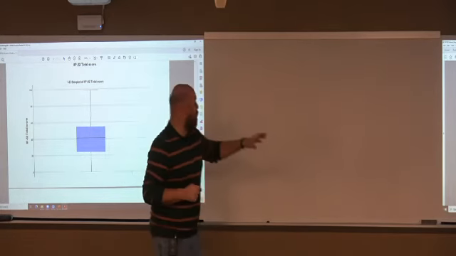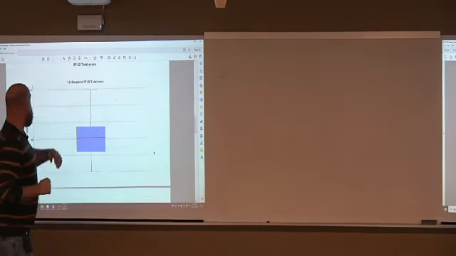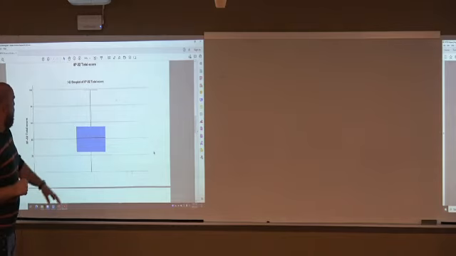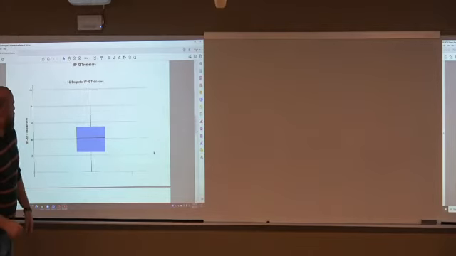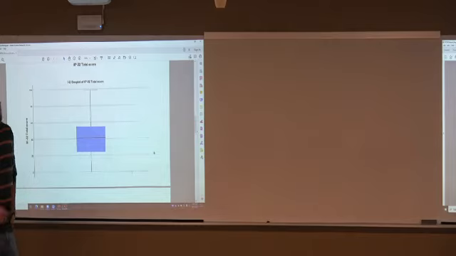Okay. So here with our box plot, we've got a min and a max. It's not perfectly symmetrical, but it's not looking too bad. There's really nothing going on with this that would cause us any concern.